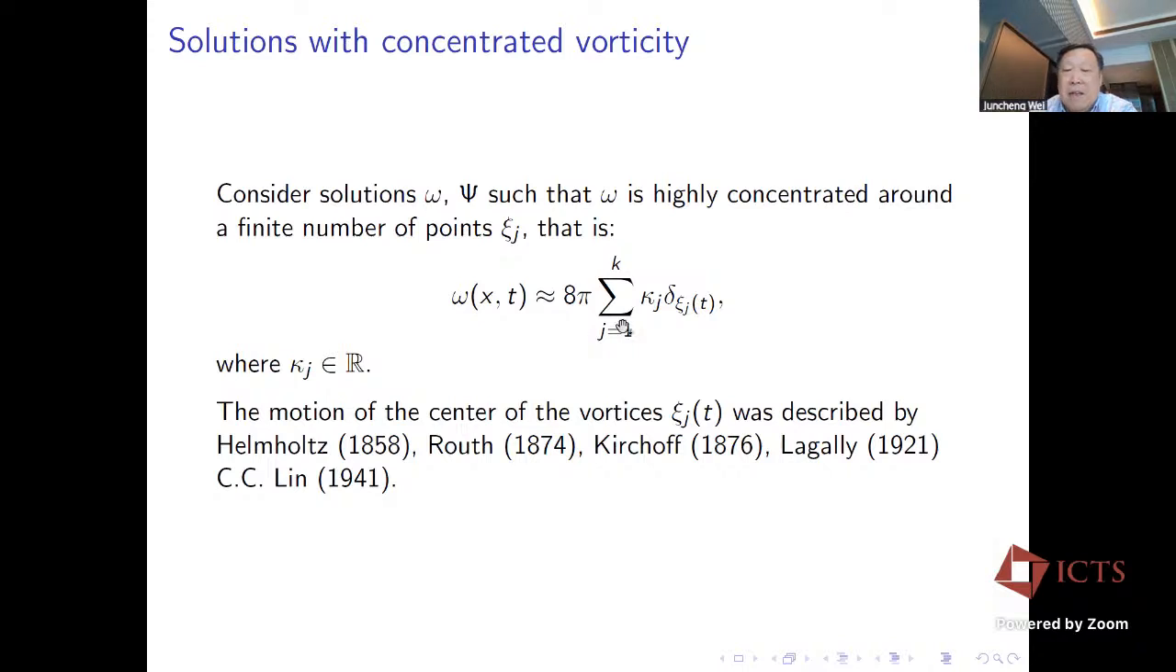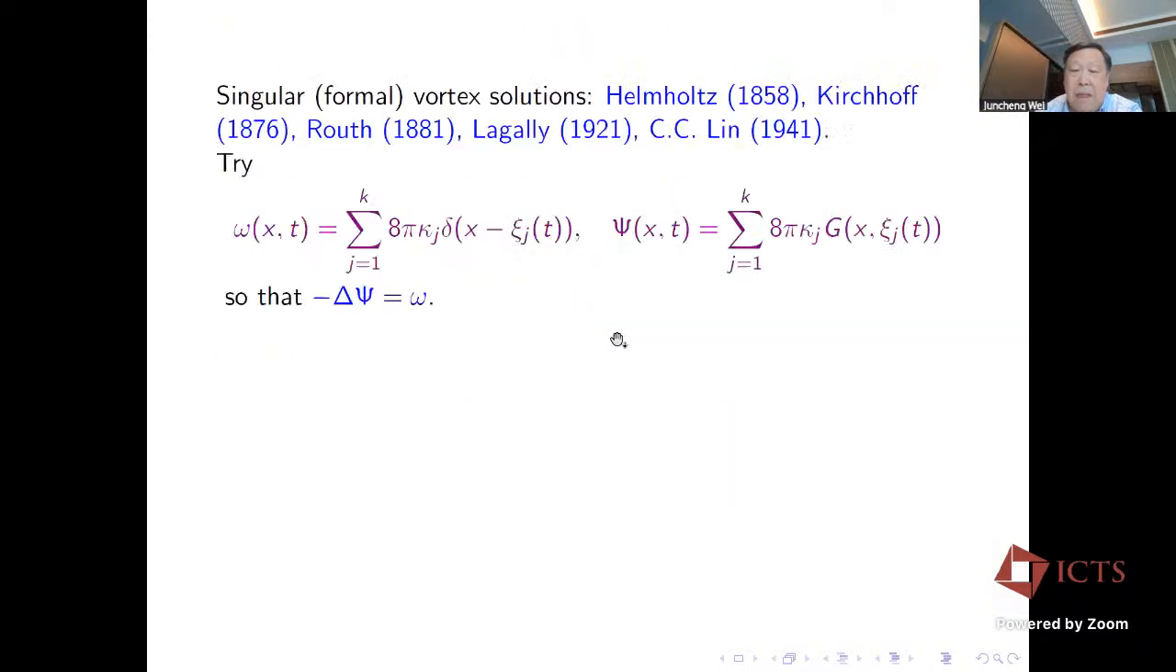Then under the Euler flow, the motion of the centers of this vorticity will follow the so-called Kirchhoff-Routh dynamics, and this has been formally derived by Helmholtz, Kirchhoff, Routh, and Cécilin. So suppose the vorticity is just a sum of Dirac measures.